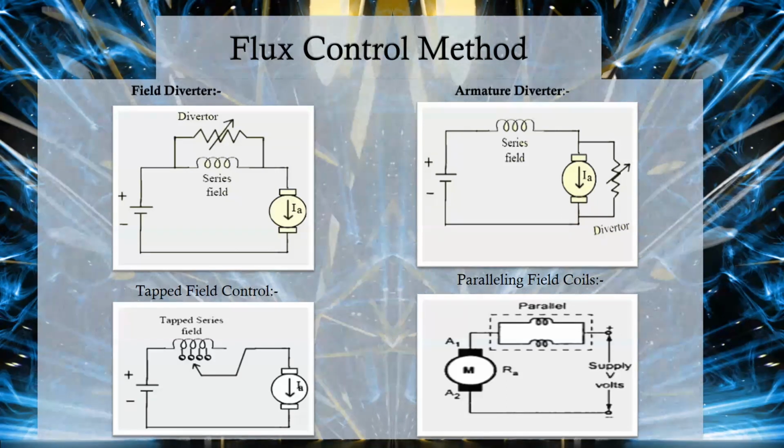Tapped field control utilizes multiple taps on the field winding to change the field strength, allowing varied speed control in DC motors. Lastly, paralleling field coils. It adjusts speed by connecting field coils in parallel, altering the total field current and strength in DC motors.